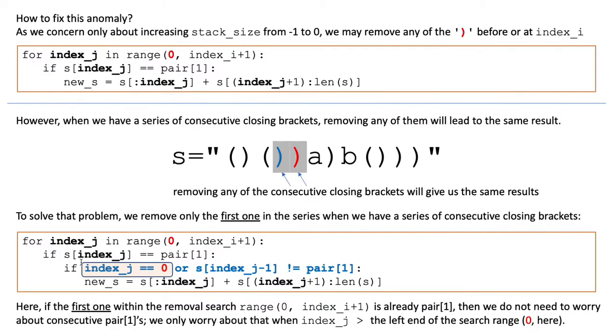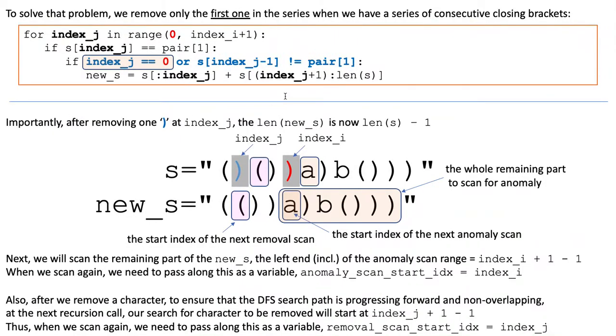Importantly, as I highlight it here, if the first one within the removal search range from 0 to index I is already the closing bracket, then we don't need to worry about consecutive closing brackets. We only worry about the consecutive closing brackets when index j is larger than the left end of the search range, and we move that code up here.